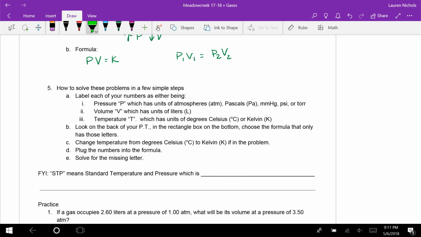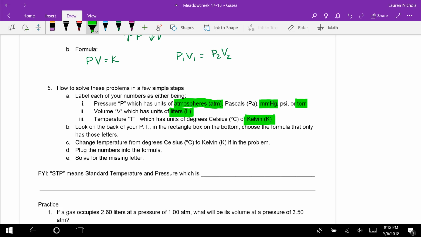And so one thing we want to say is that pressure can have a couple different units, and you need to be familiar with them. The most common one you'll see is atmospheres, but you might also see pascals, which is abbreviated as Pa, millimeters of mercury, PSI, which is pounds per square inch, or torr. And then with volume, you're always going to be using the units of liters. And then temperature, you're going to see Celsius and Kelvin. But remember that all of your answers need to be in Kelvin for the gas laws.